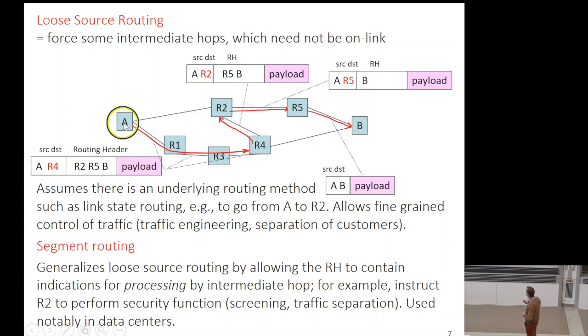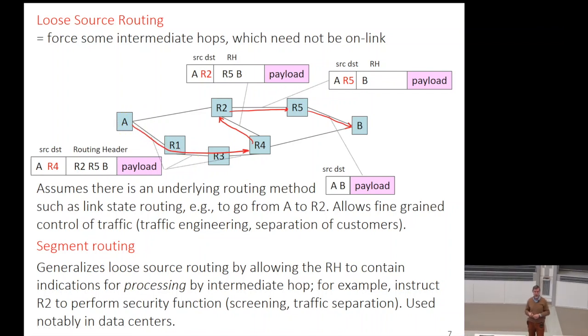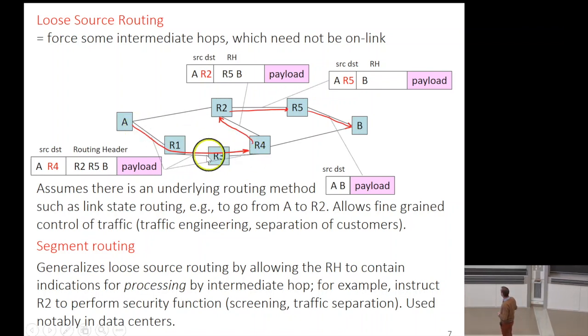So here, for example, assume A wants to send a packet to B, but for some reason, A wants this packet to go via R4, R2, and R5. It wants it to follow the red path. And it knows that in order to go to R4, it will automatically need to go via R1 and R3. So in this case, A doesn't bother putting the path R1, R3, because here we're assuming there is already another routing protocol in place. So A knows how to send a packet towards R4. Otherwise, the rest is similar.